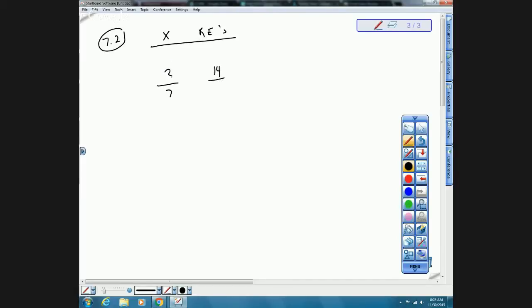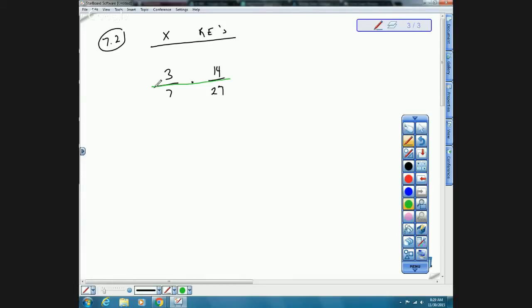Let me change that to 3. It'll work out better for us. All right, so when you multiply fractions, there's a couple different ways you can do it. You could multiply straight across, right? You take this, multiply straight across, and get 42 over, well, that's a big number. What is 189? And then simplify that. But that's not the easiest way.